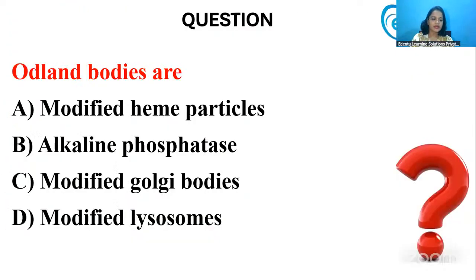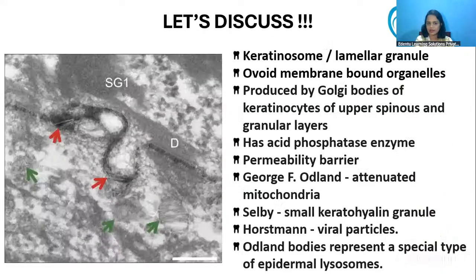Now, what are Odland bodies? Are they modified heme particles, or an enzyme, the alkaline phosphatase enzyme, or modified Golgi bodies, or modified lysosomes? What are Odland bodies? Let's see. These Odland bodies are also called keratinosomes or lamellar granules. These are the Odland bodies, the ones that are marked by green arrows.